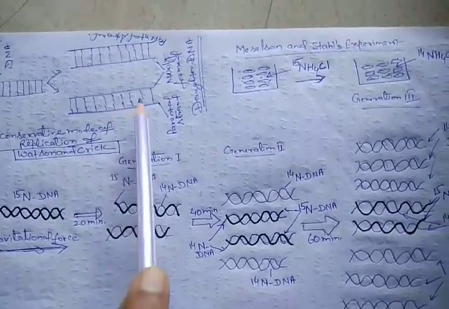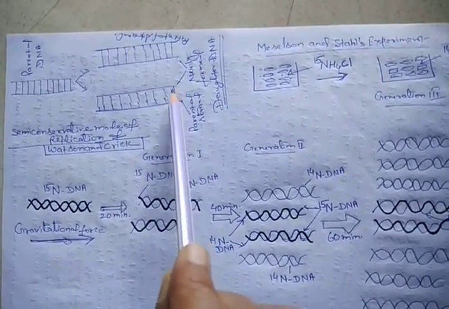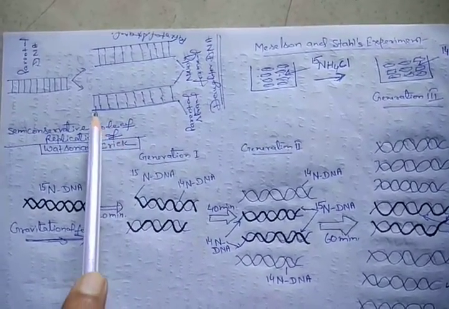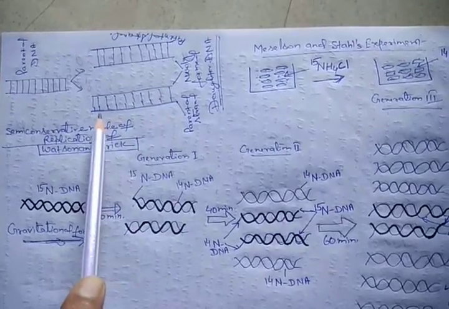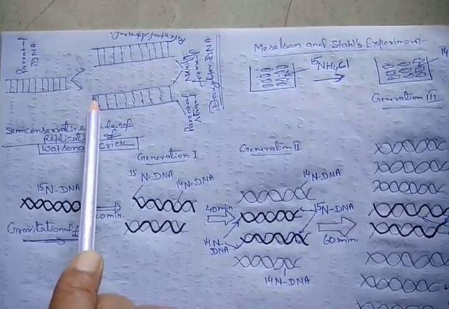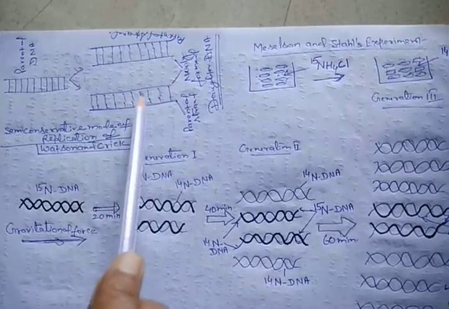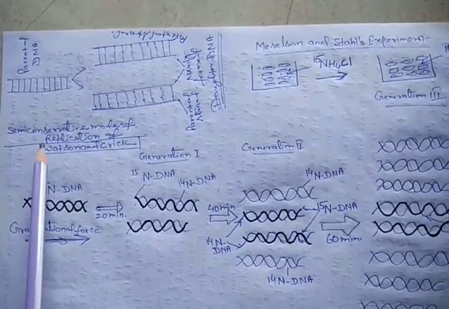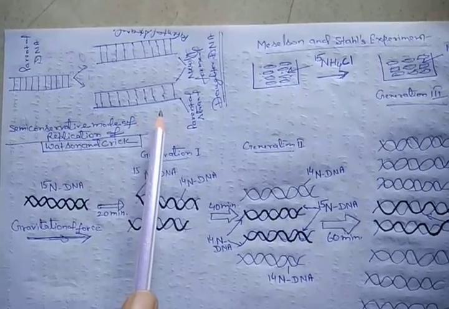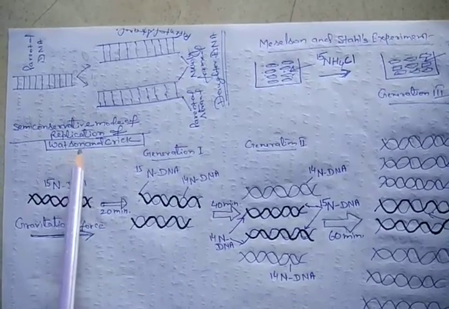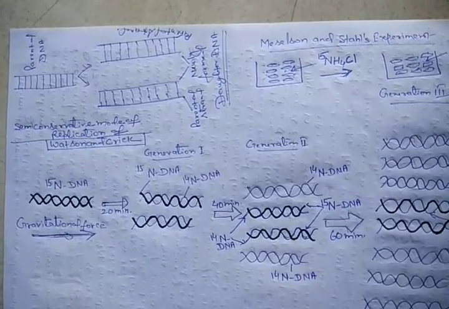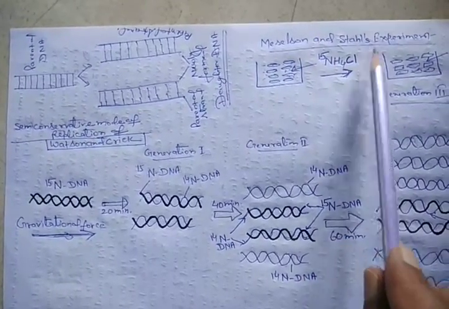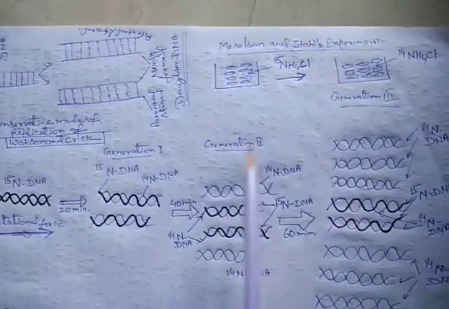After the formation of the complementary strands, two daughter DNA molecules are formed. In each daughter DNA, one strand is the parental strand, while the other strand is the newly formed strand. This kind of DNA replication is called the semi-conservative mode of DNA replication, proposed by Watson and Crick.